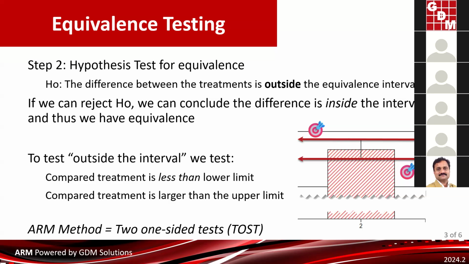So in order to test that, we really have 2 different statistical tests to do. We would test if the compared treatment is less than that lower limit, and also is that compared treatment larger than the upper limit. So we kind of have to do 2 statistical tests, and if we can fail both of them, essentially, then we can say, well, the only other place that we could possibly be landed in is that equivalence interval. So in ARM, we call that the 2 one-sided tests, or TOST for short.